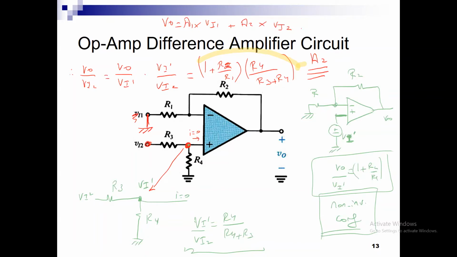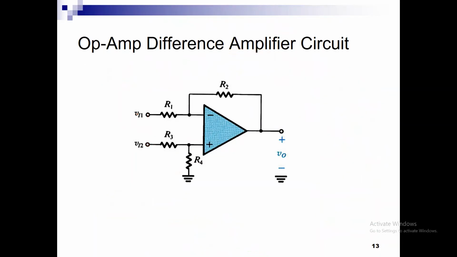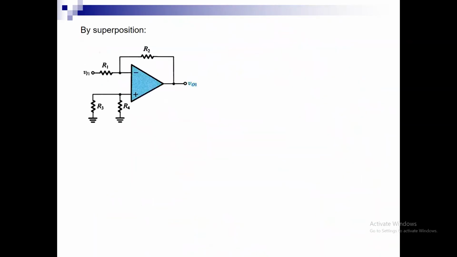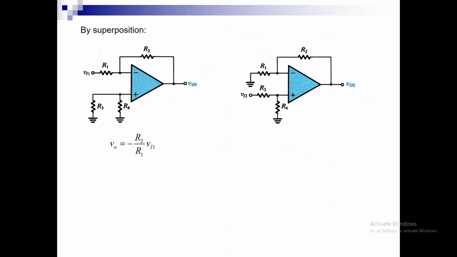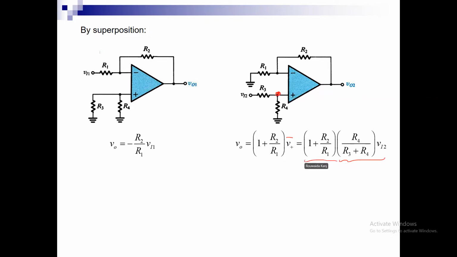Does anybody have any question? Okay, great. So let us go down here. So this is the first A1, this is the A2. He named this node V plus. Okay, the voltage division gave me the overall gain.